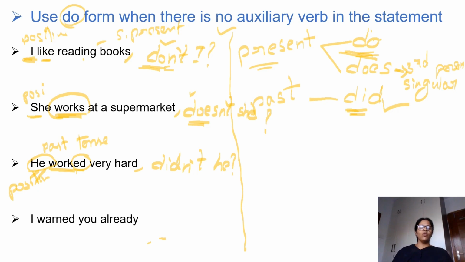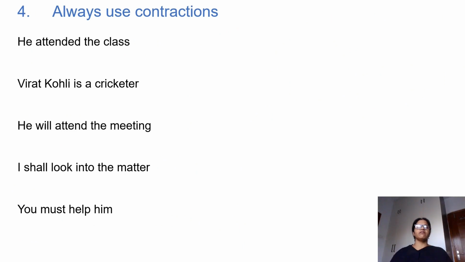I warned you already. The sentence is in simple past, the ed form of a verb, and there is no auxiliary verb here. So we took the help of the do form. Since the sentence is in past, we use did. And the statement is positive, so we need a negative tag. Did not, contraction is didn't. Didn't I. Moving to the next one. Always use contractions. Clear?